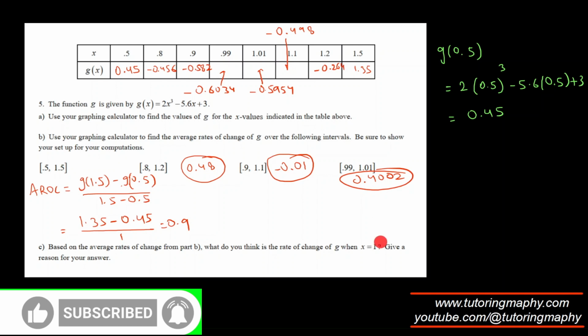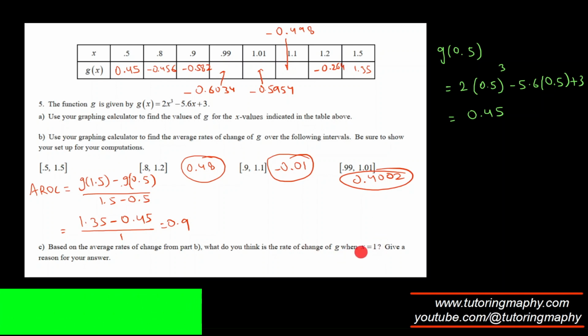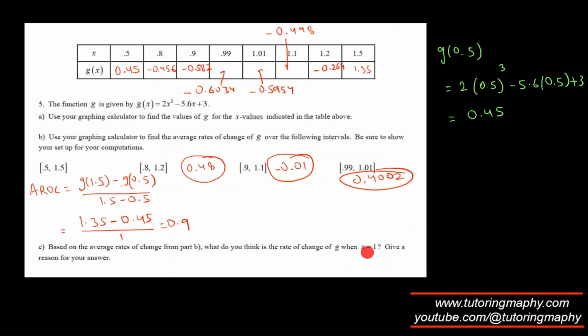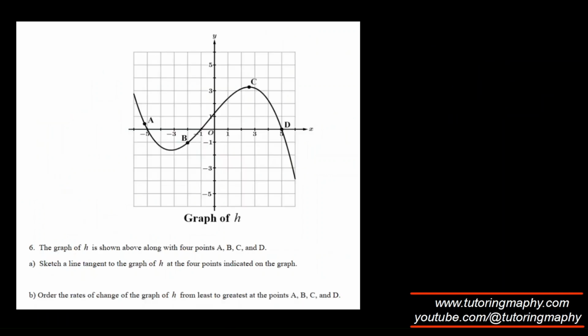And in all such questions, we will say that the rate of change at 1 can be approximated as the average rate of change between these 2 points, which is going to be 0.4002. And the reason for your answer is pretty much just what I said. Right, I hope this one makes sense. Let's move on to the next one.